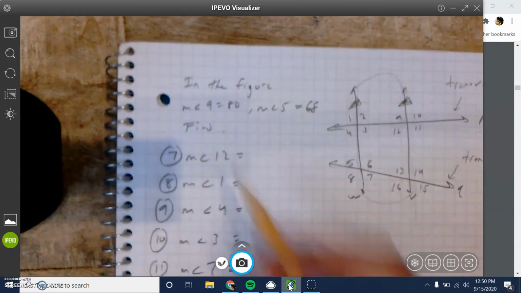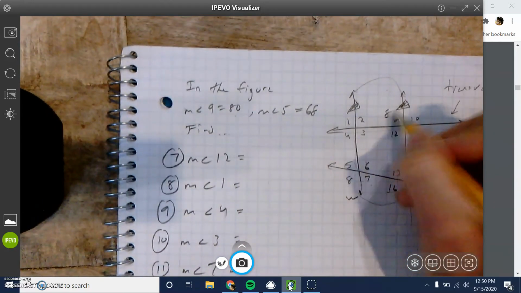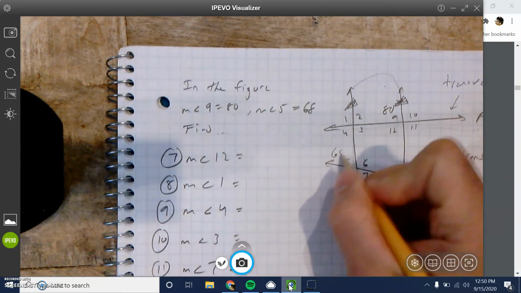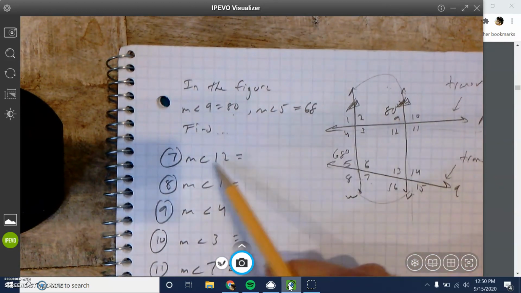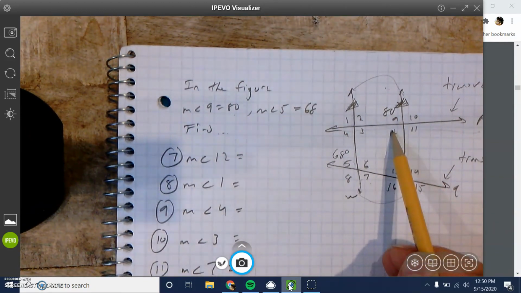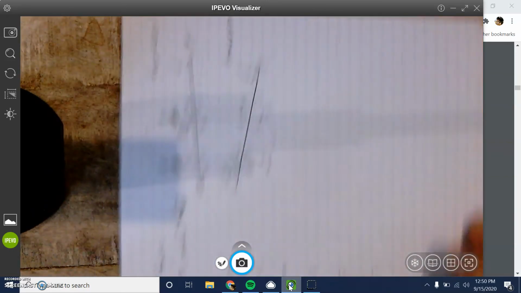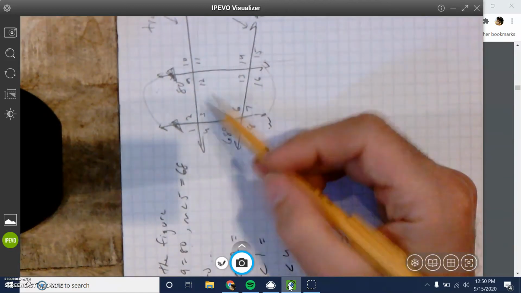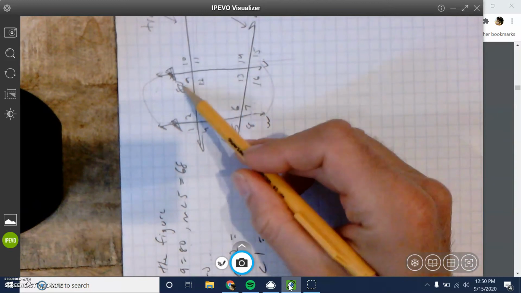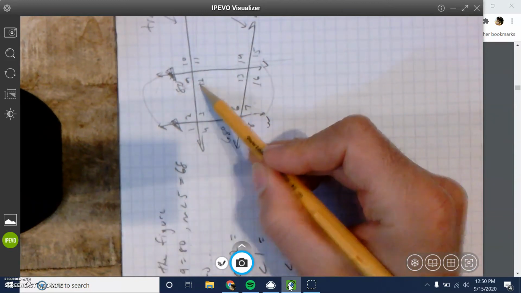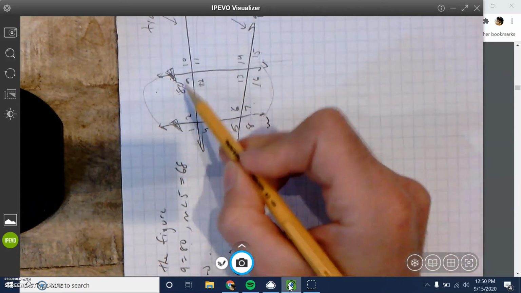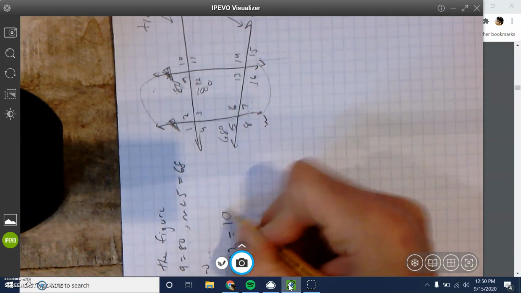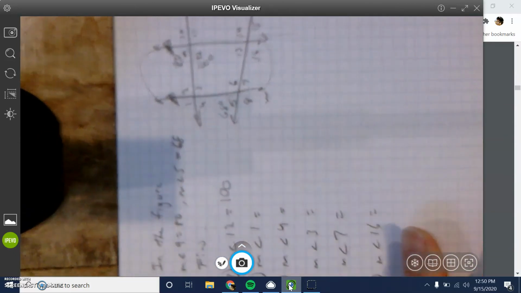Let's mark up our picture. The measure of angle 9 is 80, so let's add that. The measure of angle 5 is 68. Cool. All right, first thing I'm going to do, measure of angle 12. So 12 is this, so I'm just going to go here. I'm going to do the whole thing this way. Measure of angle 12. Well, 80 and 12 are supplementary. Yeah, supplementary, so they add up to 180. So what plus 80 is 180? That's going to be 100. See if I can draw it sideways. Yeah, so measure of angle 12 is 100.